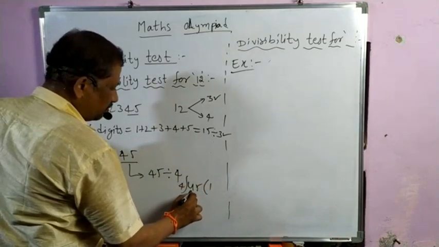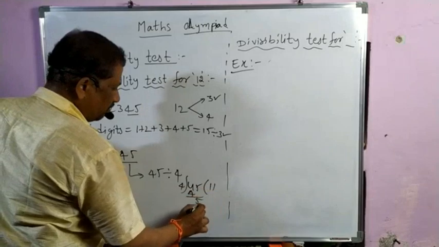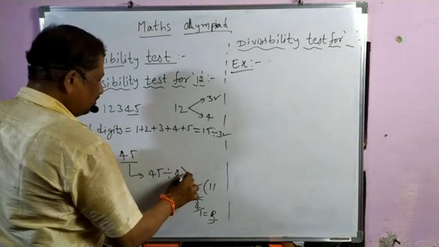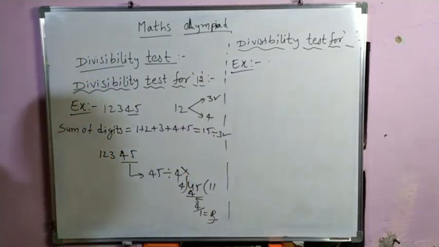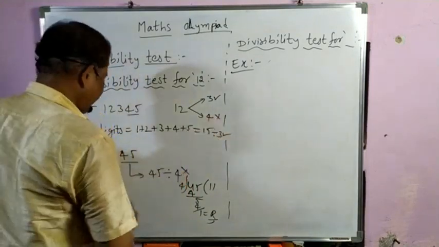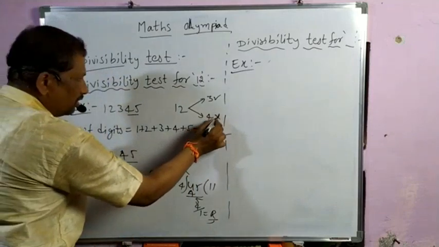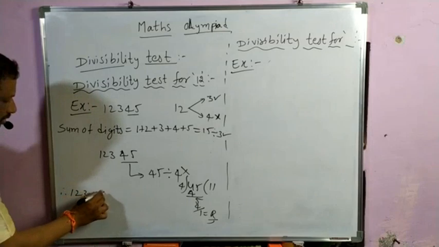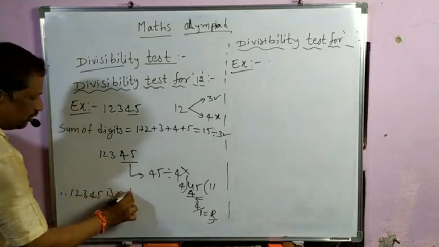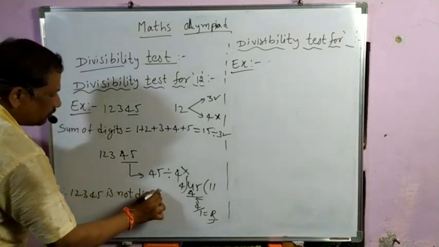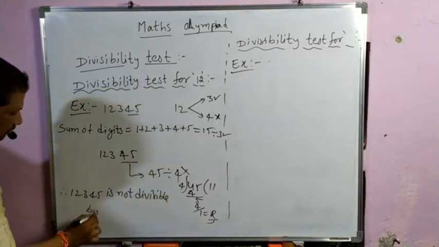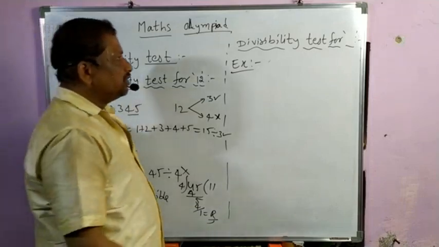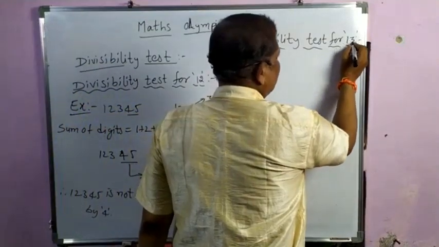4 ones are 4, remainder is 1. So, it is not divisible by 4. Therefore, the given number is not divisible by 12. Therefore, the given number, 12345, is not divisible by 4. Is it clear?